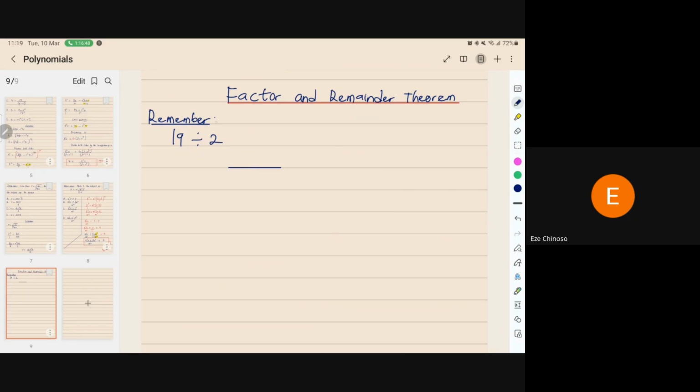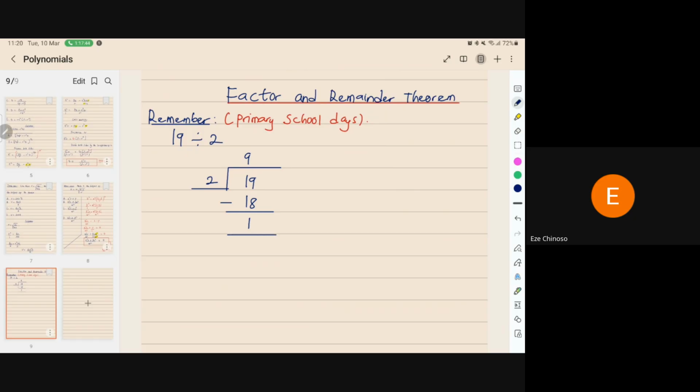Remember your primary school days. So they will tell you to draw something like this. Now you have 19 here. You have 2. 19 divided by 2 will give us what? 9 times 2 is 18. So you put 9 here. Then 9 times 2, 18. You write 18 here. Then you now subtract. When you subtract, you draw your line, and then you have 1 right here. This is your long division method back in the days. You can also call it the bus stop method.